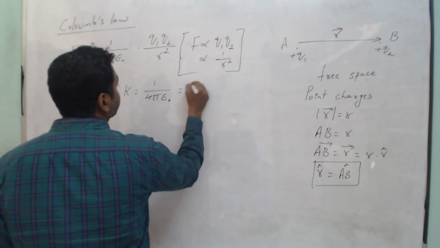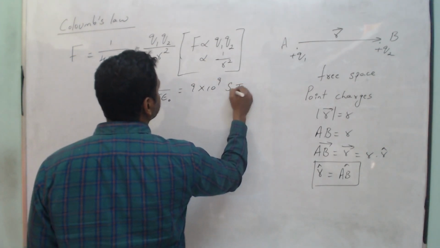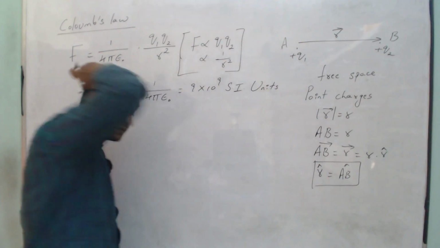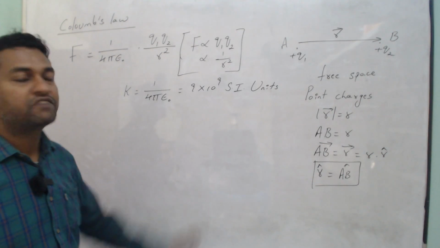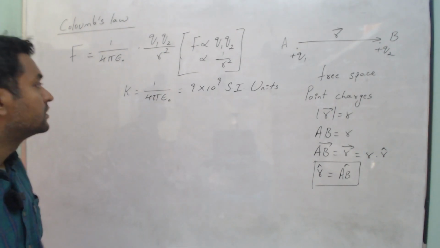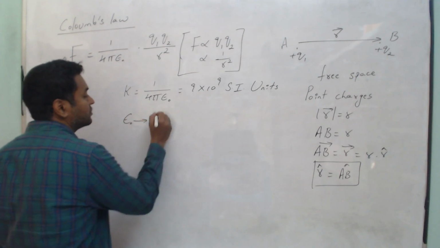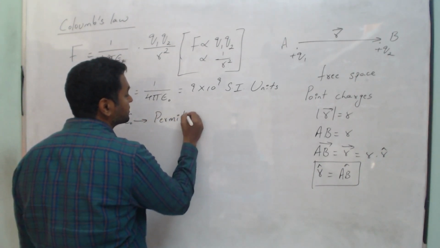And the value of K is 9 into 10 to the power 9, in some SI units. We can get the units from books, or we can get them by solving also. Now, what is this epsilon naught? Epsilon naught is called the permittivity of free space.